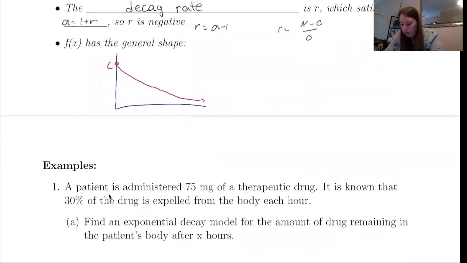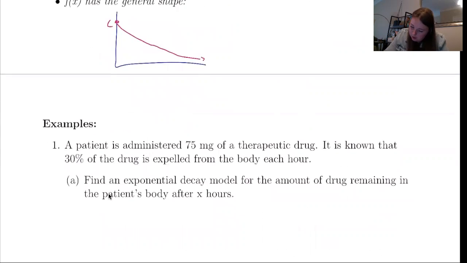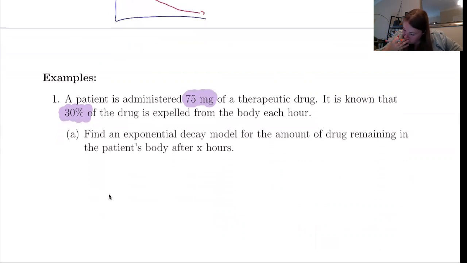Okay. Oh, here we go. This is what I was talking about in medicine. So a patient is administered, he doesn't do it himself, DIY hospital, 75 milligrams of a therapeutic drug. It is known that 30%, that's a percent, why am I circling it? We highlight things, 30% of the drug is expelled from the body each hour. Okay, cool. So find an exponential decay model for the amount of drug remaining in the patient's body after X hours. Okay, so easiest thing, finding C.